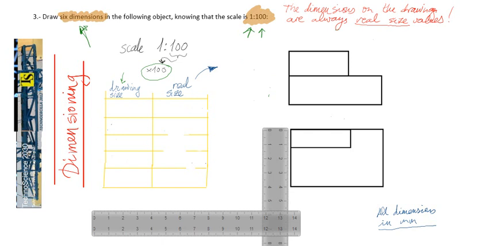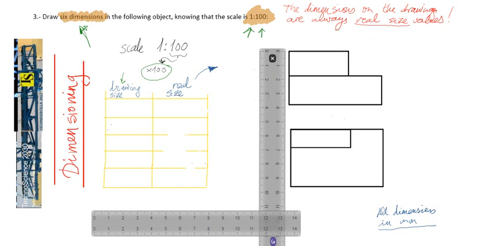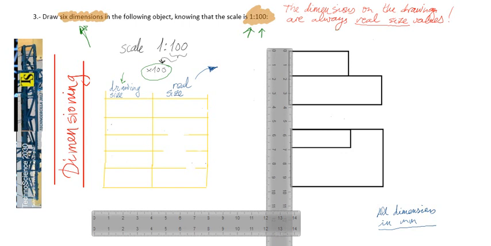So let's start. For example, we use the ruler to measure this dimension. We place the ruler correctly and see that the dimension is 38 millimeters. So we write here 38 millimeters. Because to calculate the real size, we have to multiply by 100, then we have to dimension 3,800 millimeters. And now we put the dimension. We are going to do it here.